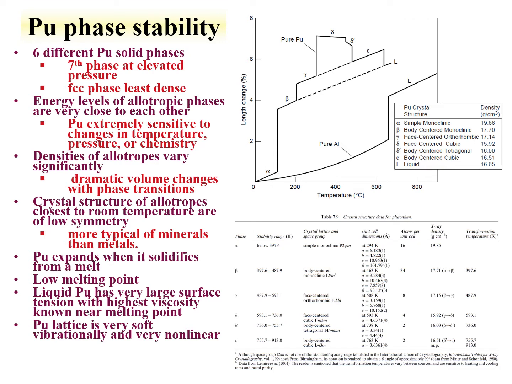Plutonium also has an interesting property where it expands when it melts, and it also has a relatively low melting point. The data for the different phases are listed here. Their temperature range, crystal lattice and space group, unit cells, atoms per unit cell, and then the density.